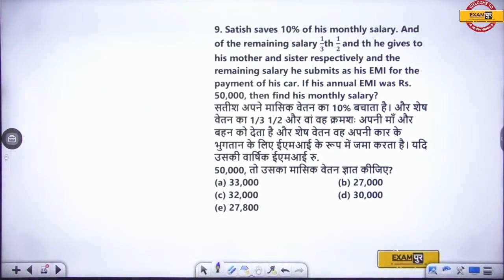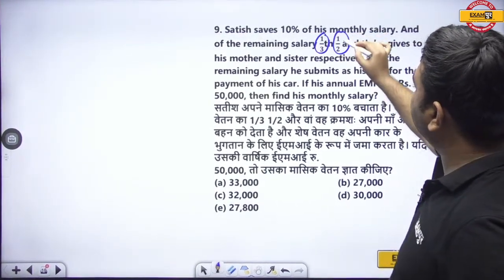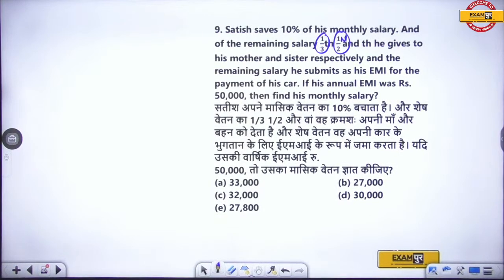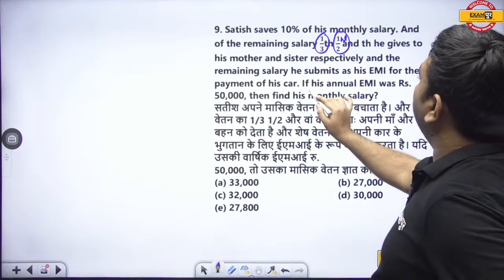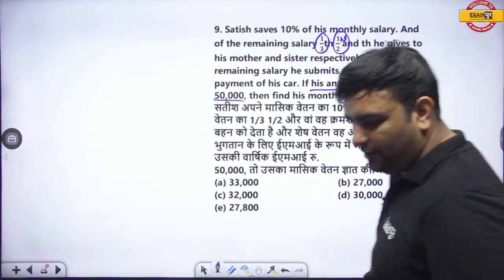Satish saves 10% of his monthly salary. Of the remaining salary, 1 by third portion and 1 by second portion he gives to his mother and sister respectively, and the remaining salary he pays as EMI for the payment of his car. If the annual EMI is 50,000, what is his monthly salary?